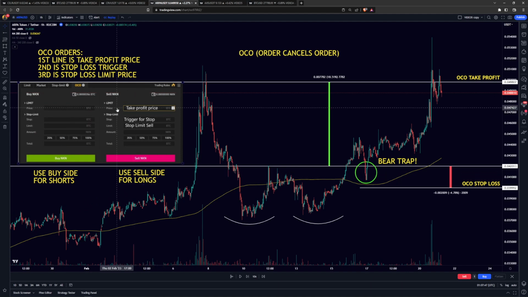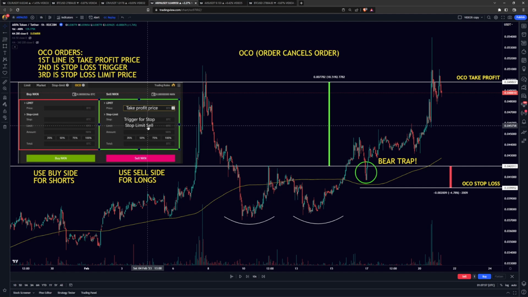So this order here for the limit price, that's your take profit price. And then your stop limit will be set just like normal. You have a trigger for your stop, and then your stop limit sell. And the stop limit sell is your ultimate sell price for that trade.